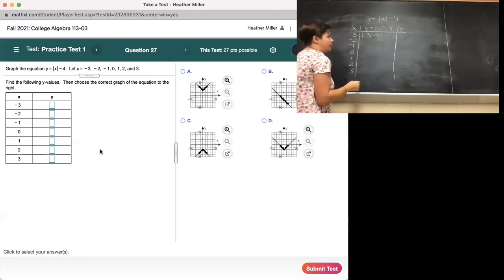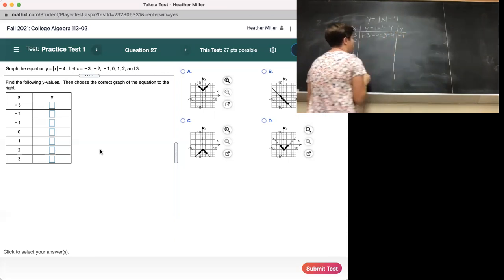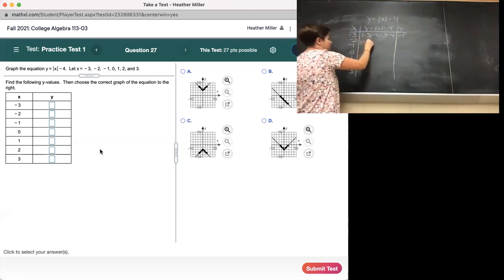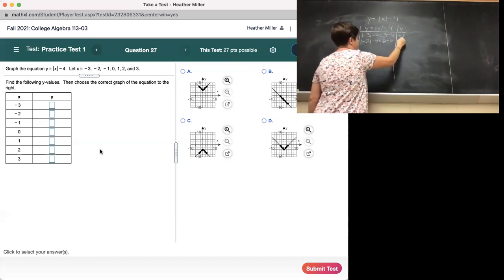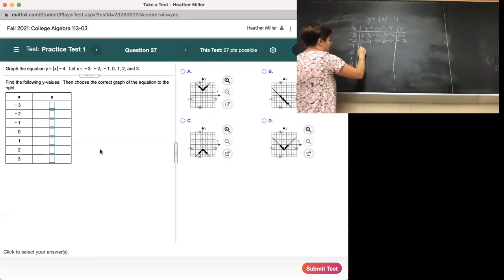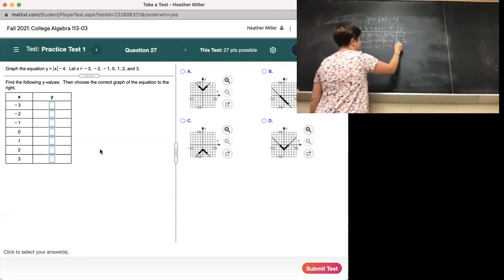Okay, so if x is -3, we have the absolute value of -3 minus 4. Well, the absolute value of -3 is a +3. So you have 3 minus 4, which is -1. You're going to do the exact same process for each of these. So 2 minus 4 is -2. 1 minus 4 is -3.